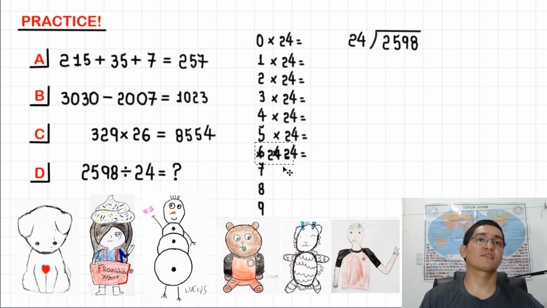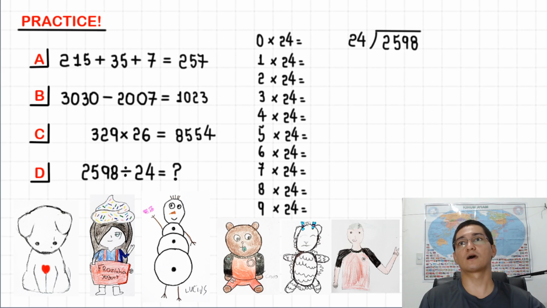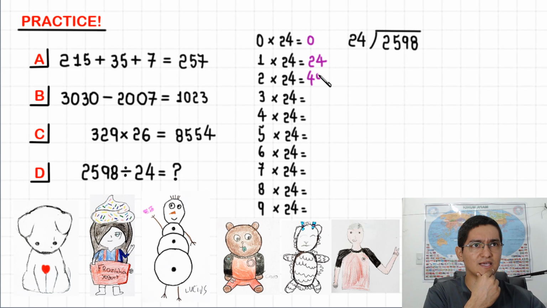I'm just getting things ready here. I like to have on the side the multiplication table of the divisor. The divisor now is 24, okay? I don't know by heart the multiplication table of 24, but I do know that 0 times 24, well, that is just 0. And 1 times 24, it's just once, so it's 24, okay? And I can say that 2 times 24, well, that is 48. I can get that result just using mental math. Okay, I won't write down the other results just now.